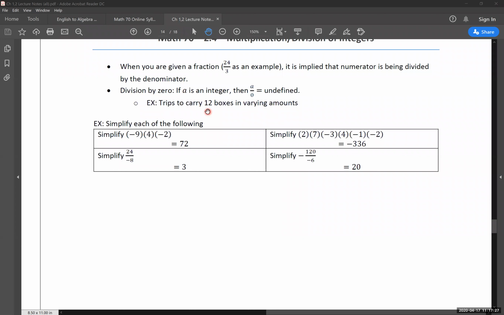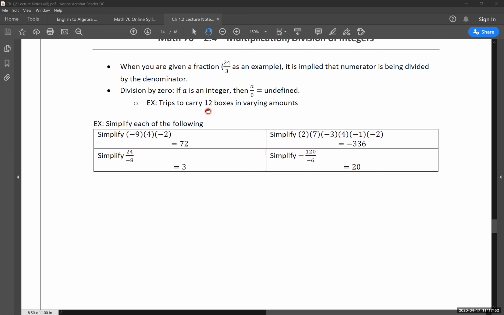So it's going to take me one trip. 12 divided by 12, it's going to take me once. Okay? So how many trips would it take me if I take 6 boxes at a time? It's going to take me 2. How many trips will it take me if I take, let's say, 2 boxes at a time? That's going to take me 6 trips.